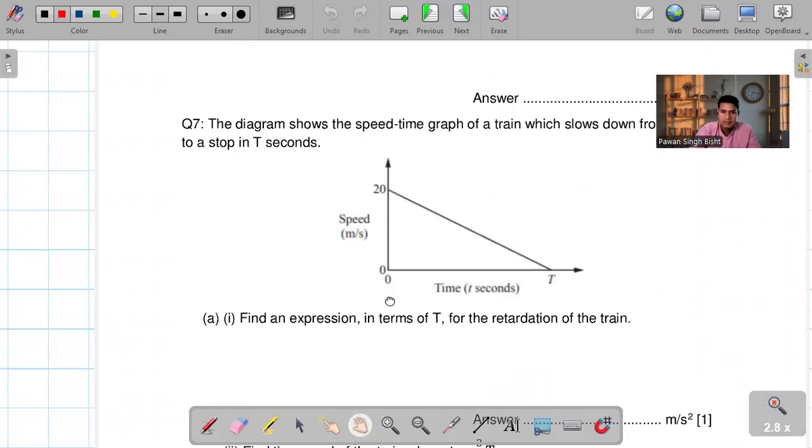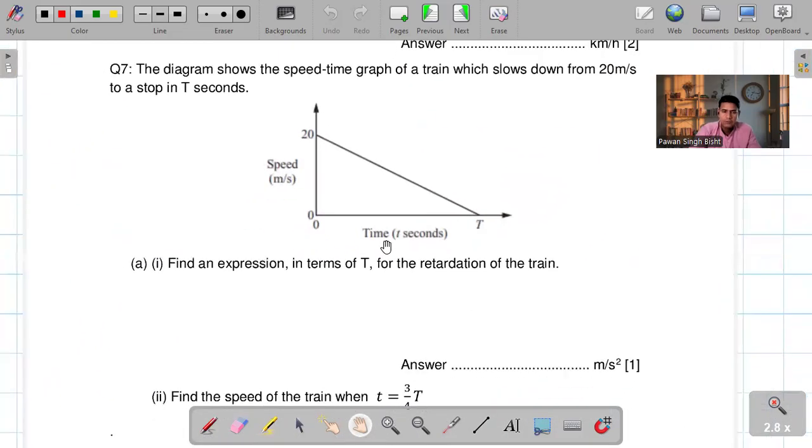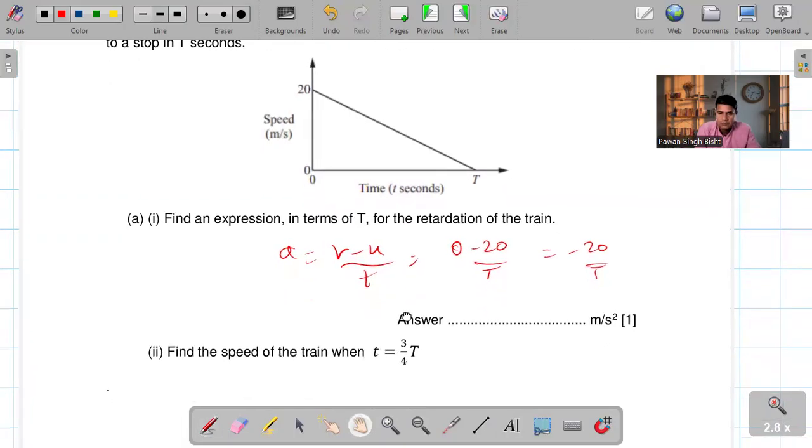The diagram shows the speed time graph of a train which slowed down from 20 seconds to a stop in t seconds. Whenever a body slows down, that is called retardation or negative acceleration. The formula of acceleration is change in velocity over time. Initially velocity is 20, now it becomes 0. So 0 minus 20 over t, so negative 20 over t is the answer in terms of t.